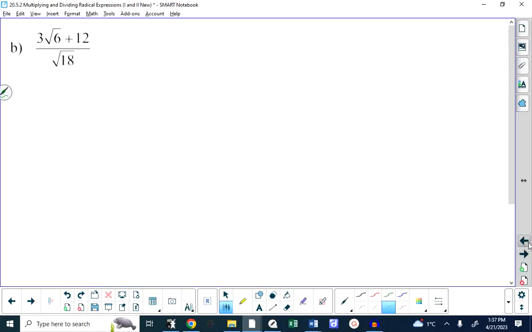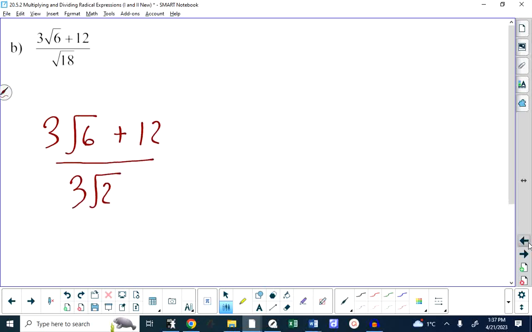Final question. 3 root 6 plus 12 over root 18. Let's simplify the root 18 first. Then we're dealing with smaller numbers when we rationalize. So this is 3 root 6 plus 12 over 3 root 2. Just ponder that, please. Just give some thought as to how I went from root 18 to 3 root 2.